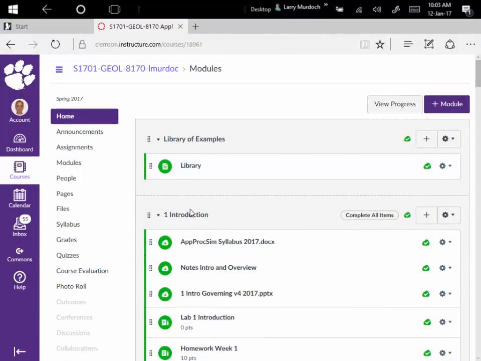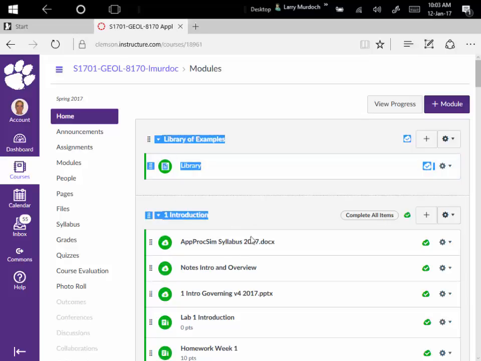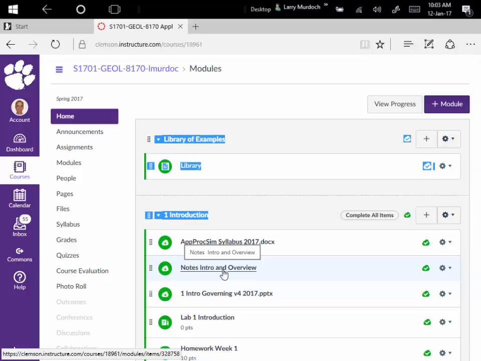So here's Canvas. Here's a module. There's the syllabus for the class that I handed out. Those are the notes that I handed out. It was a big stack of paper. I think what I'm going to do is probably not make the hard copies for you for the notes.